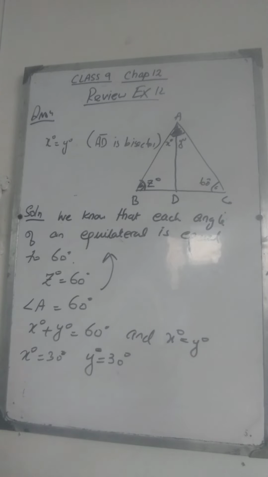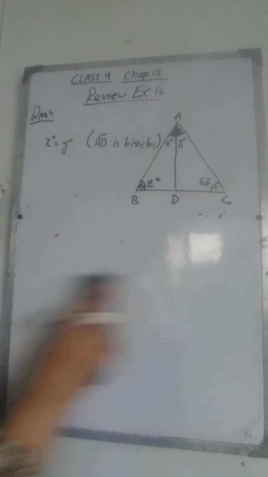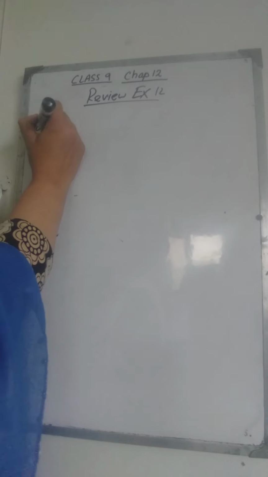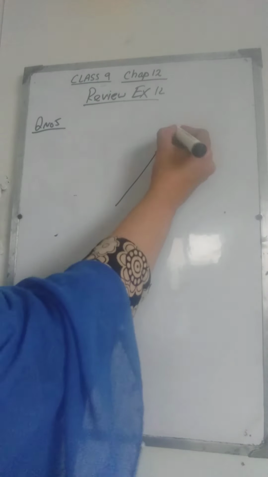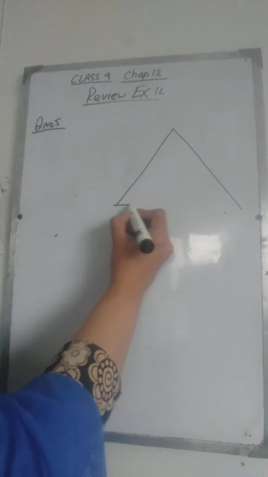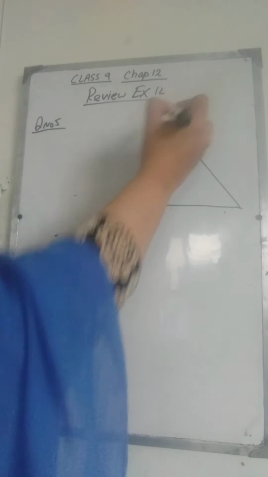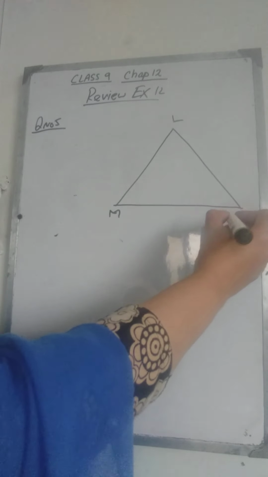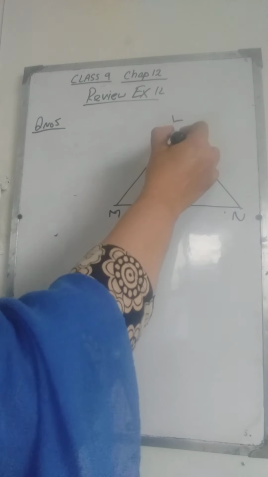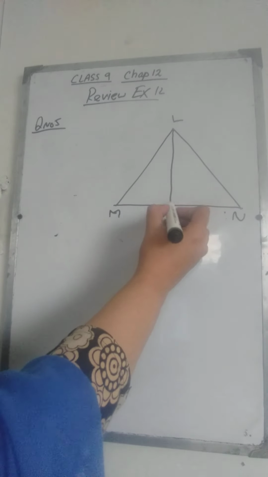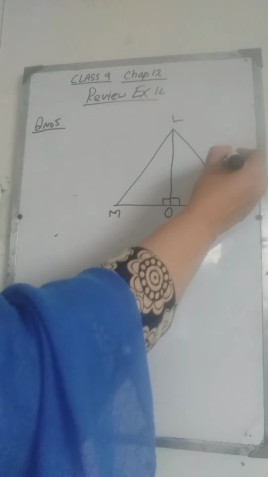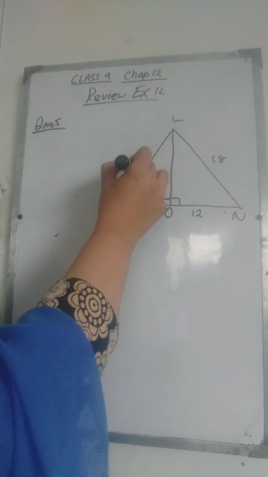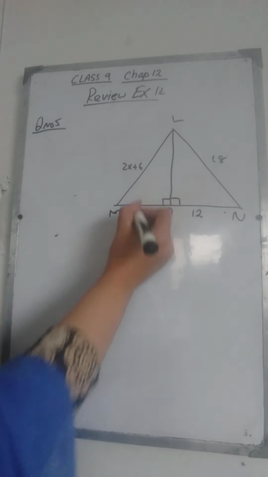Now let's move to the next question. The next question, again you are given a figure and you have to find the unknowns. In question number 5 you are given a triangle LMN, and here you have, this is 90 degrees, this is a point O, this is 12, it's given to be 18, this is 2x plus 6, and this is M.